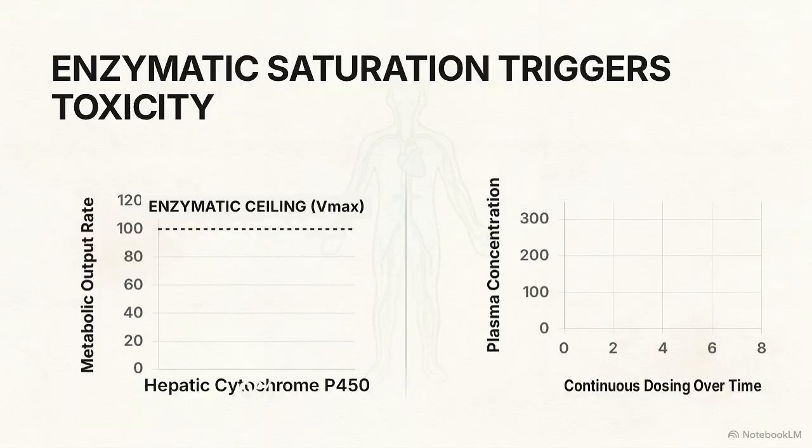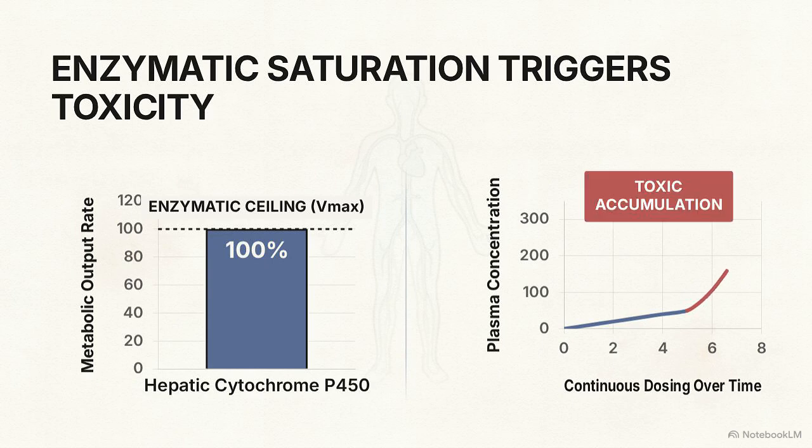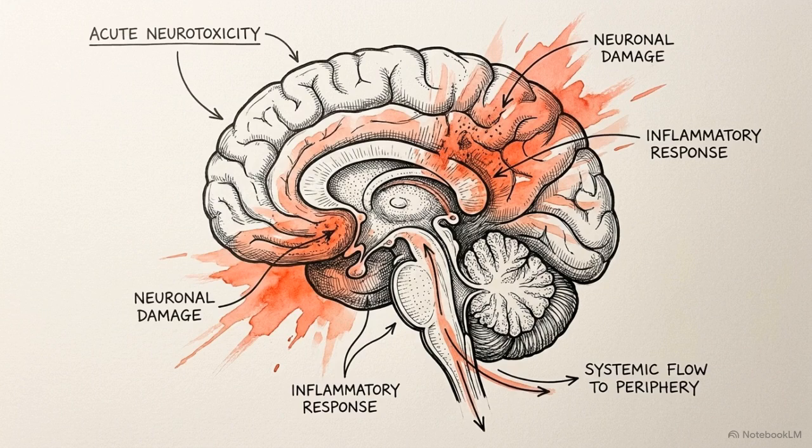Once that enzymatic ceiling is hit, the liver cannot clear the drug any faster. Pushing the dose slightly beyond this threshold triggers sudden systemic accumulation. Attempting proportional, linear dose adjustments past the saturation boundary mathematically guarantees neurotoxicity and systemic failure.